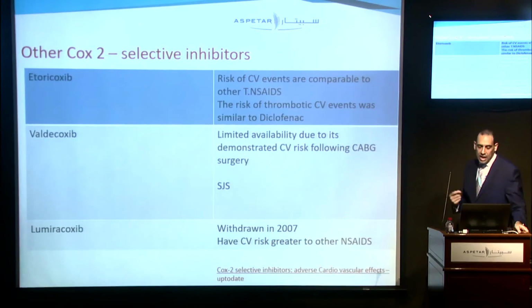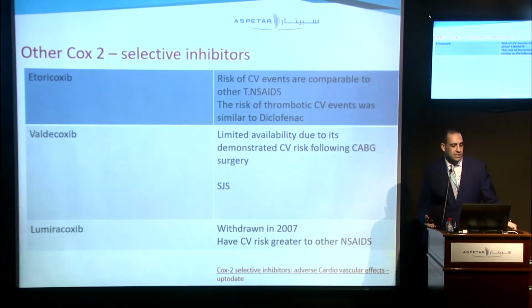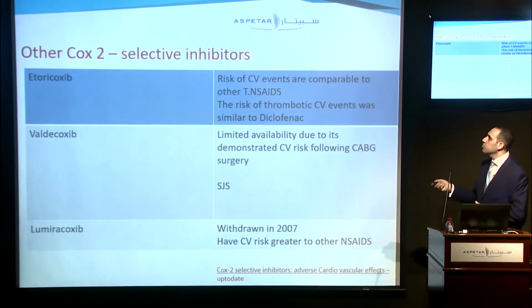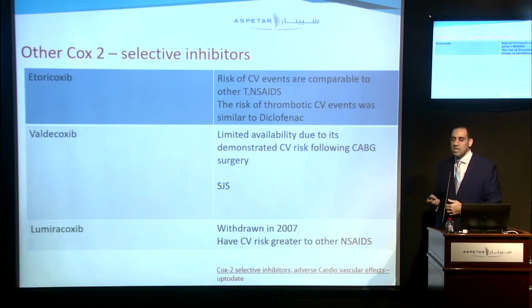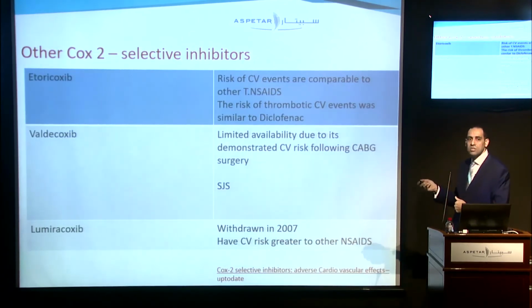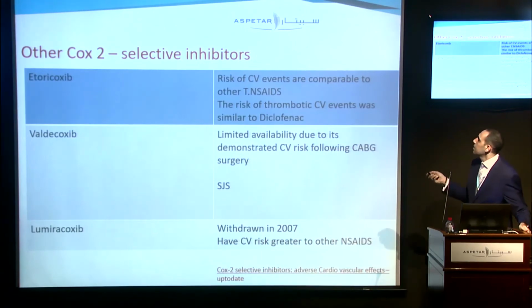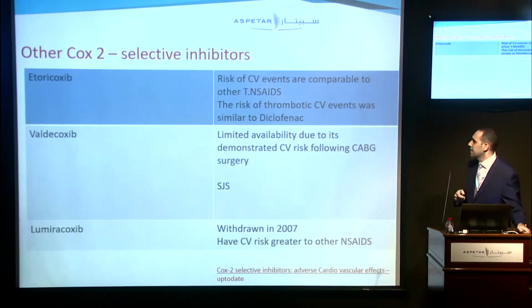In this slide, I'm just highlighting the cardiovascular safety profile of other coxibs that are or were in the market. Etoricoxib, which is available in the state of Qatar, but as most of you are aware, etoricoxib is not FDA approved. It's not available in the United States. And it showed that the risk of developing a cardiovascular event is the same as or comparable to other traditional NSAIDs. And its risk of developing a cardiovascular event is the same as diclofenac.